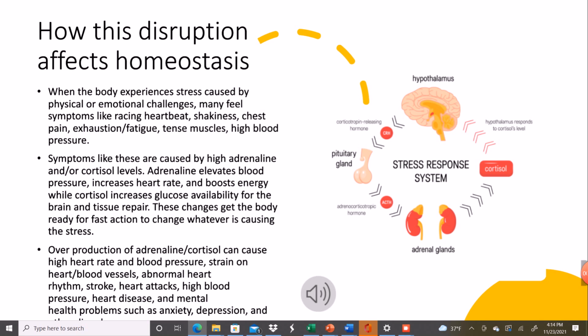Overproduction of adrenaline and or cortisol can cause high heart rate and blood pressure, strain on heart and blood vessels, abnormal heart rhythm, stroke, heart attacks, high blood pressure, heart disease, and mental health problems such as anxiety, depression, and other disorders. Many believe that stress only causes emotional or mental issues. However, it can physically affect you as well. High cortisol and adrenaline levels can pose a threat to both physical and emotional health.